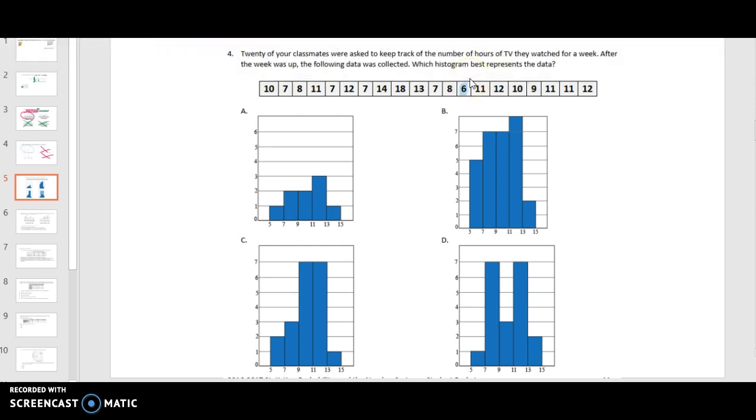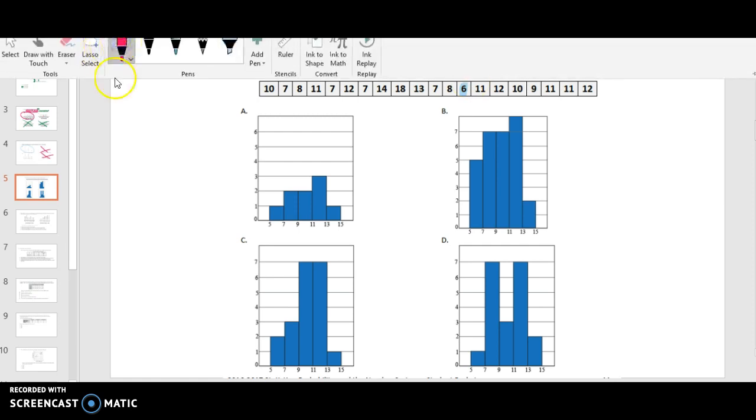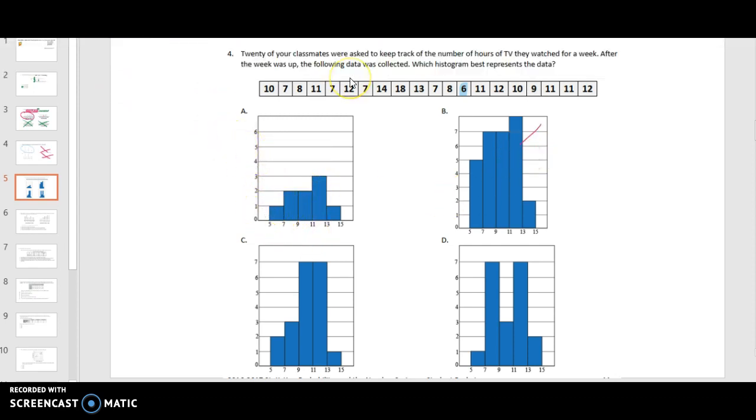And as I go through this information, I see that there's one 6. So if there's only one that's between 5 and 7, then A looks right because that only goes to the 1. B does not. And C goes to the 2, so that can't be right. All right, so now we are between A and D.